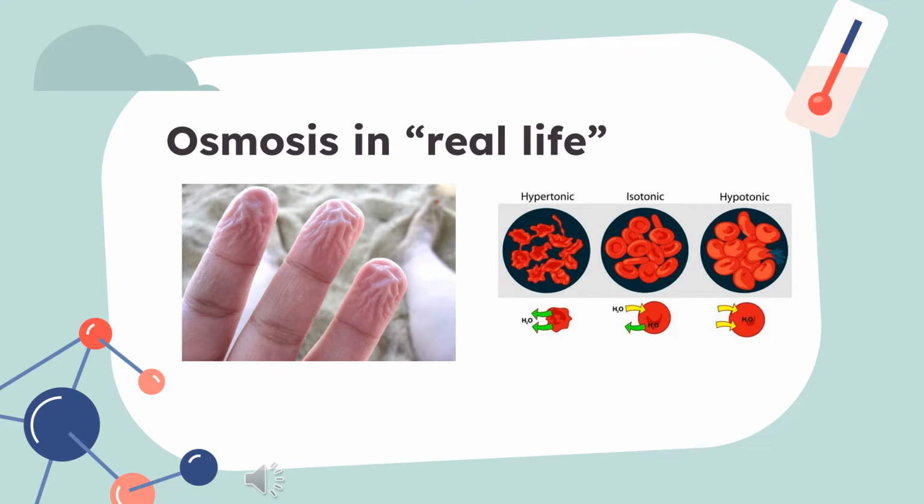So here I have some examples of osmosis in real life that you could see in your daily life. The first one is when you take a bath or you go to the beach and you're there for a long period of time, and you look at your fingers and they're all wrinkled up. That's all because of osmosis, because the skin of our fingers absorbs the water and expands, and that's why they get all wrinkly.